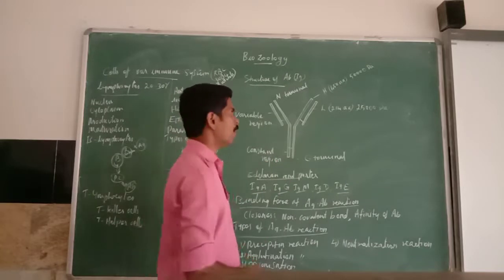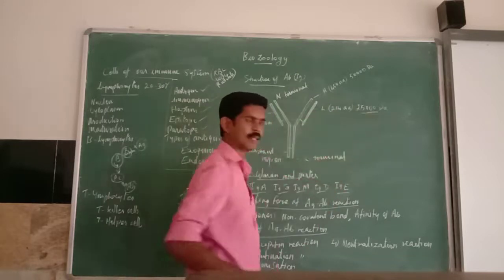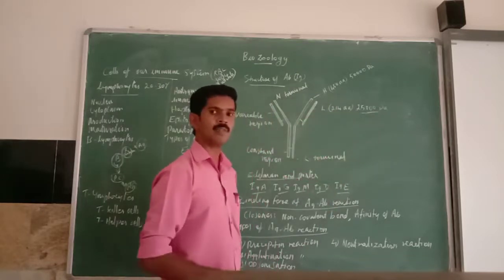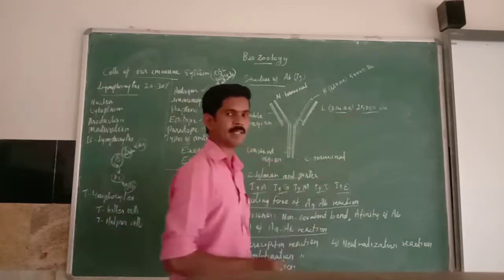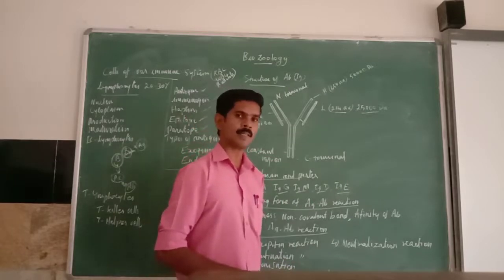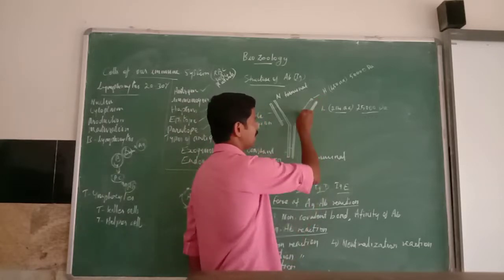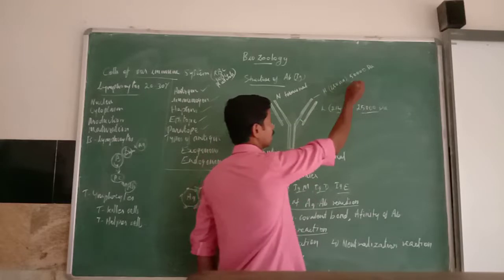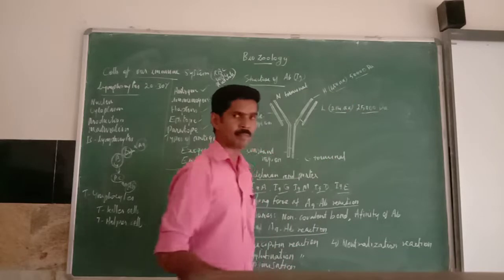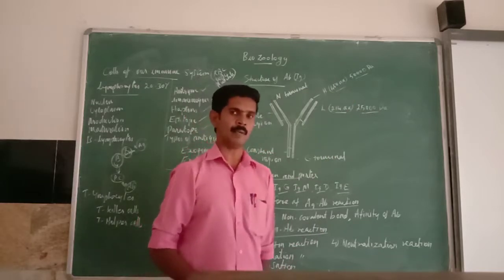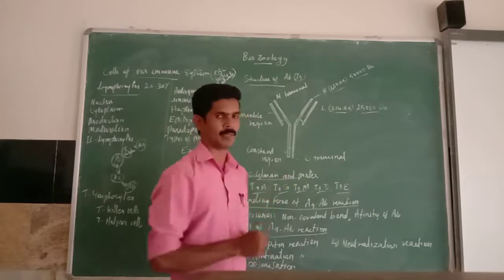The molecular weight of the light chain is 25,000 dalton, and the light chain is made up of 214 amino acids. The molecular weight of the heavy chain is 50,000 dalton, and the heavy chain is made up of 450 amino acids. Understand, my dear students? I hope you all understood these points.